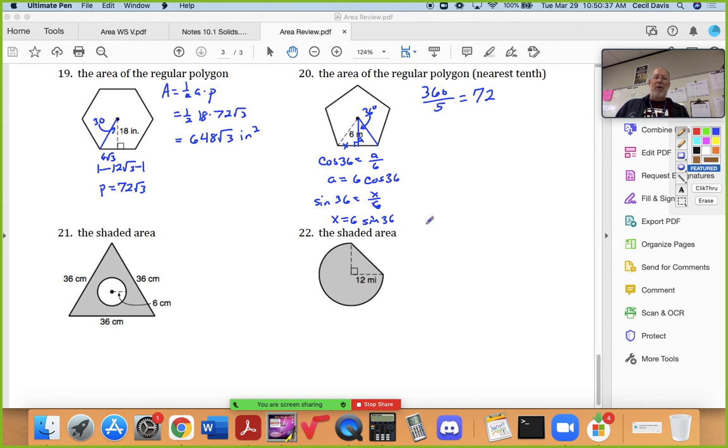So then the length of the whole side will be 12 sine 36, twice that much. And the perimeter will be that times 5, which will be 60 sine of 36. Gotcha. Okay. Are you good from there? Okay. Can you do 22?